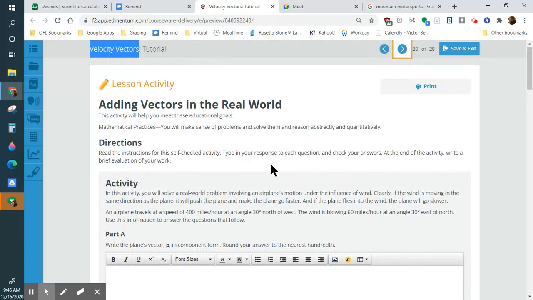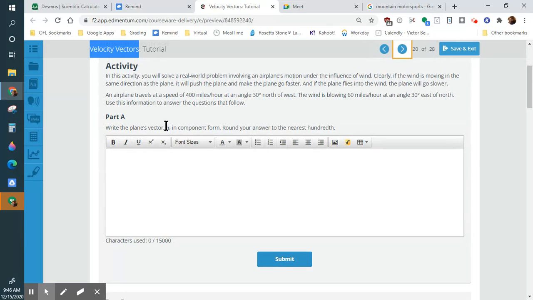Going to the next one. So let's get this activity done. Let's see what they're talking about. Write a vector P in component form. Component form is the magnitude cosine theta, comma, the magnitude sine theta. I said x, sorry, theta. I need to get better at that. So that's how you would write it down.